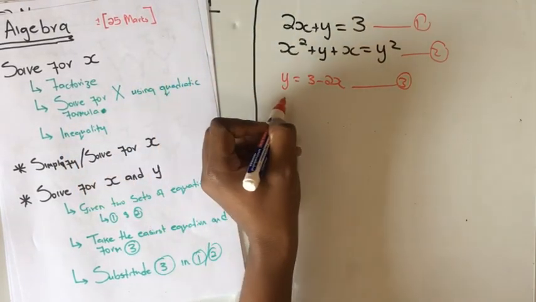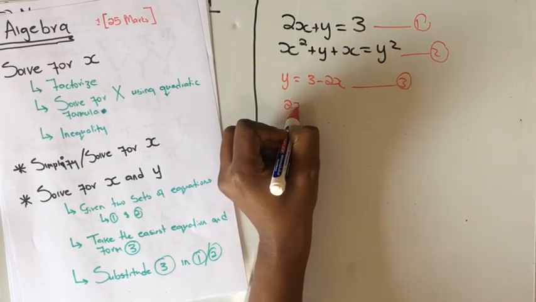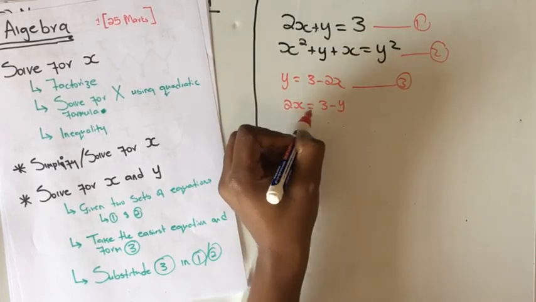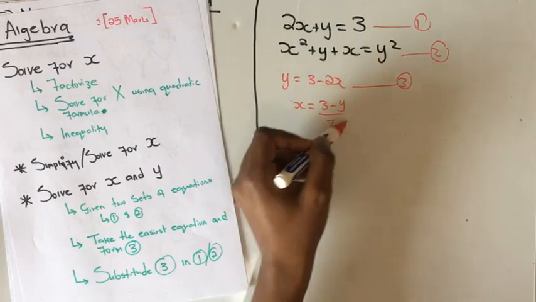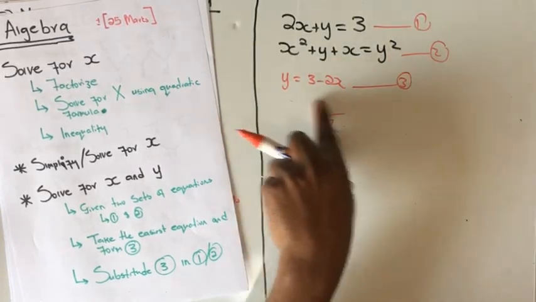Someone else can decide, okay, I want my equation 3 to be this way. This is basically going to be 2x is equivalent to 3 minus y, and then I need to divide by 2, so everything is over 2. I personally don't like working with fractions, so I'm going to go for the other one, but this is still correct. You can still work like that.